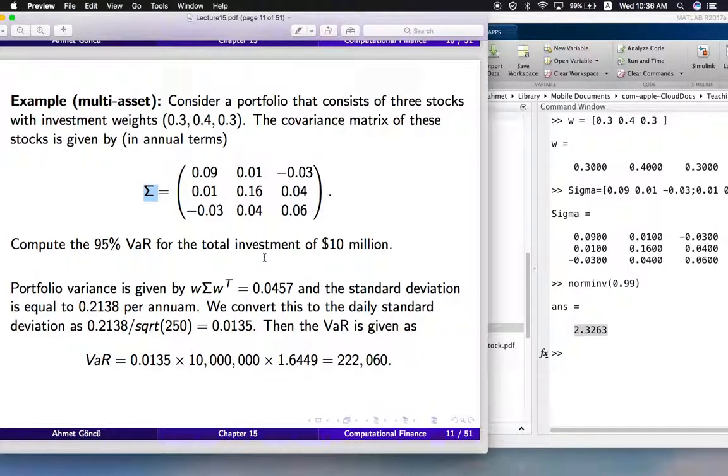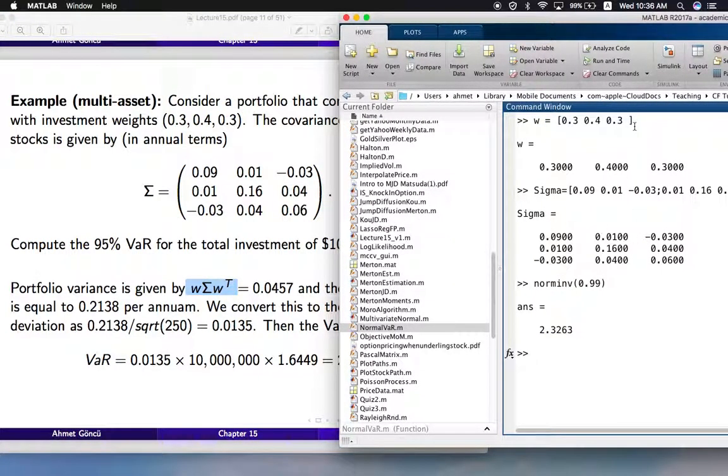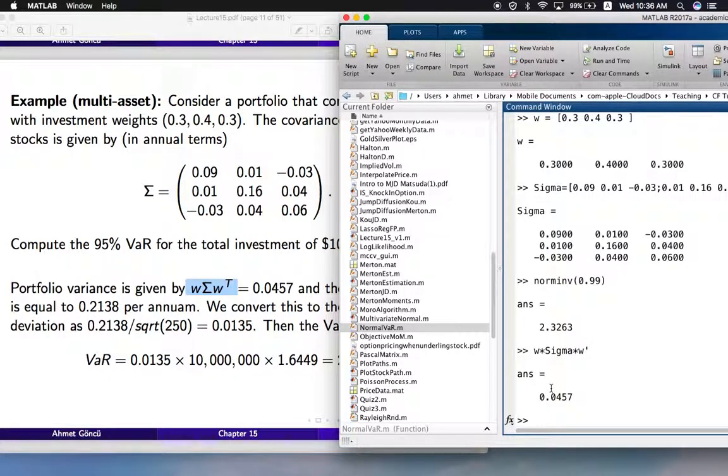So suppose we have a total investment of 10 million in these 3 assets with the given investment weights here. So how do we calculate the value at risk? Again, suppose we are using the normality assumption. So you need to calculate the portfolio variance by using W sigma W transpose. So this gives you the portfolio variance. And I have already written these coefficients in MATLAB here. So this is my investment weights, and my covariance matrix is given here. So if I calculate my portfolio variance, this is what I get.